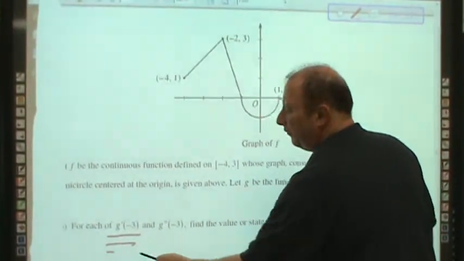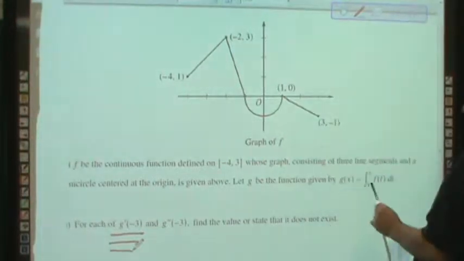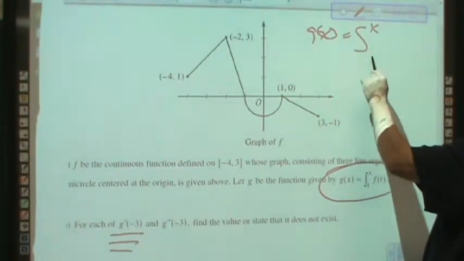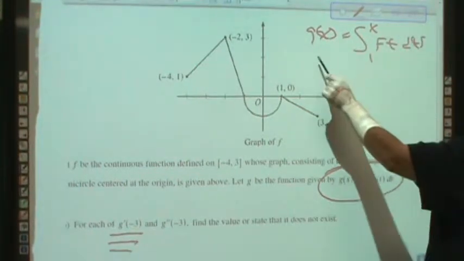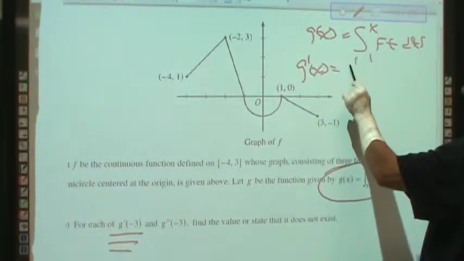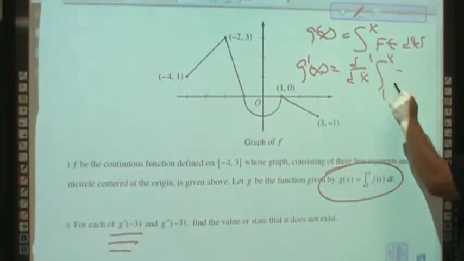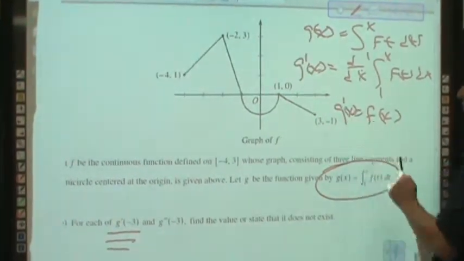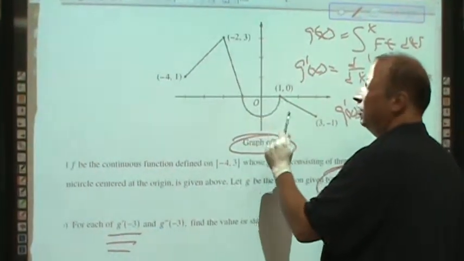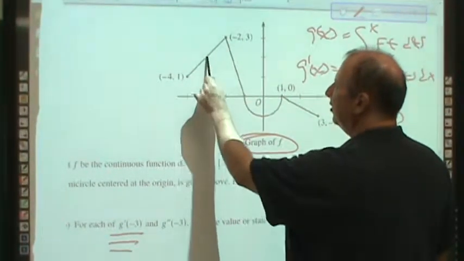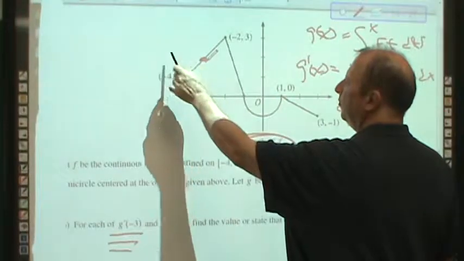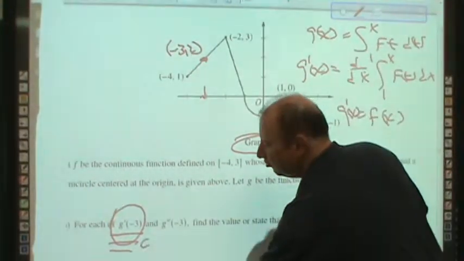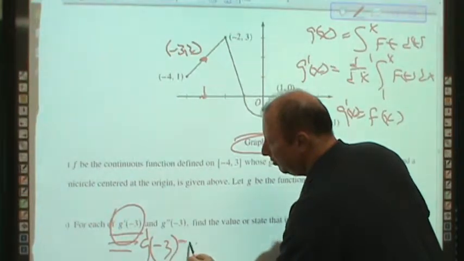What is g prime of negative 3? Let's work with this again. If g of x is equal to the integral from 1 to x of f of t dt, then g prime of x is equal to d/dx of the integral from 1 to x of f of t dt, which happens to be f of x. Here's your graph of f. g prime of negative 3 is right here. What's the location of that point? This point is negative 3, comma 2. So g prime of negative 3 is equal to 2.